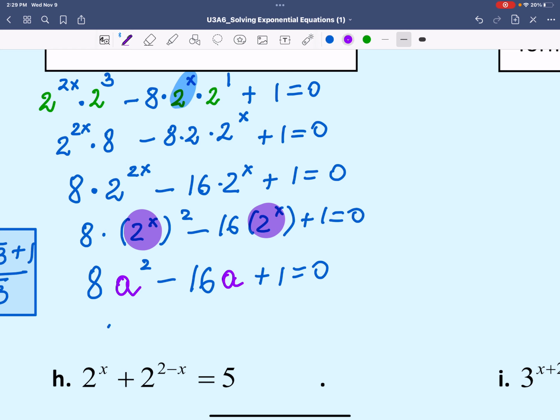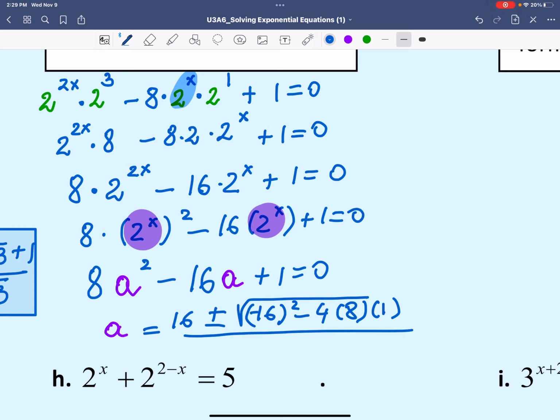So we're going to say that a equals minus b, which is 16 in this case, plus or minus square root of 16 squared, well, basically negative 16 squared, minus 4 times 8 times 1. And that would be over 2 times 8. So we have 16 squared, which equals 256, minus 4 times 8 times 1, which is 32, is 224.